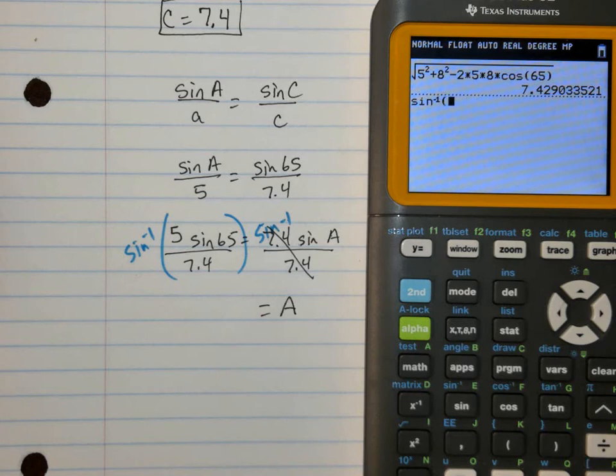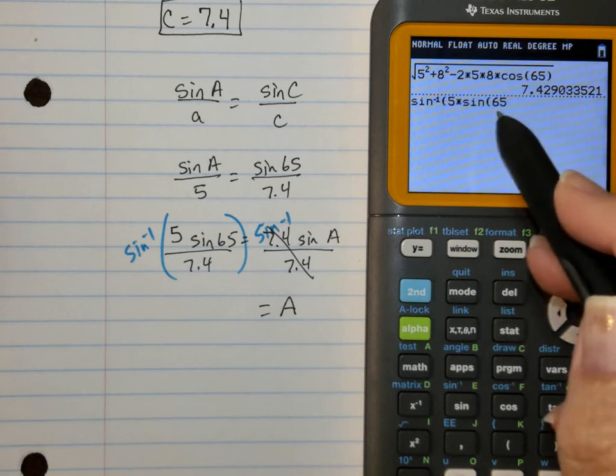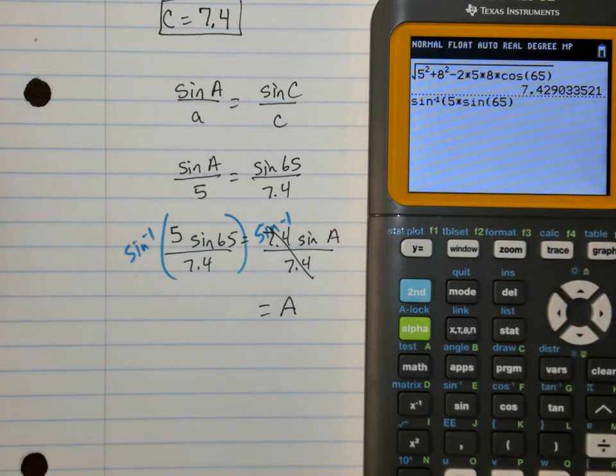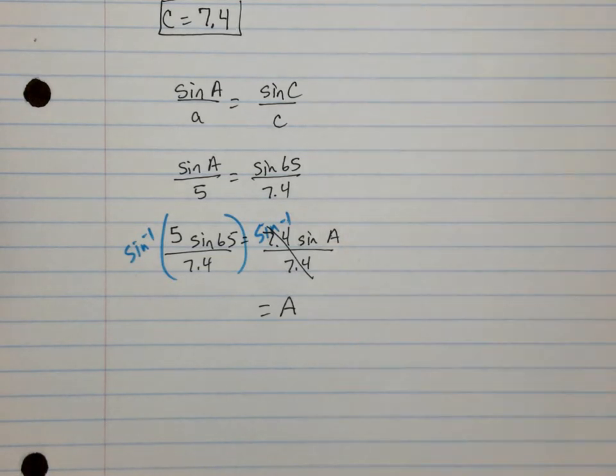Inverse sine, 5 times the sine of 65. Now right here, your calculator opens your parentheses. You've got to close it around the 65. Divided by 7.4, then close that set of parentheses, and then we get 37.76. We'll round that. Now we're on angles. Let's round to the nearest whole angle. It'd be 38 degrees.